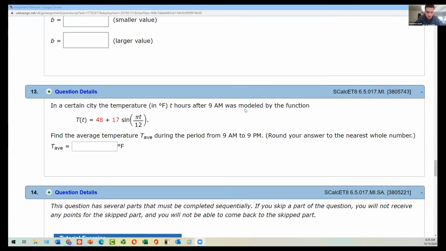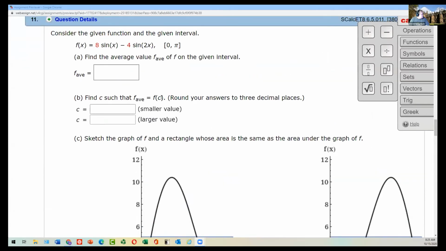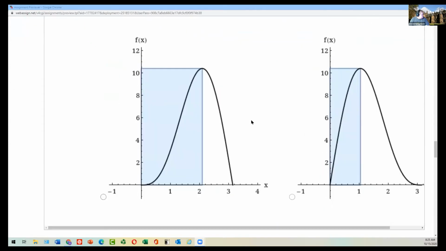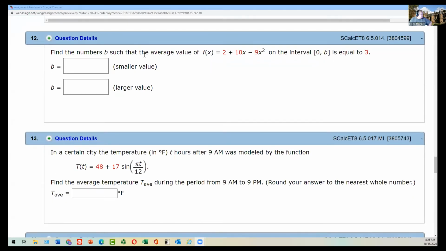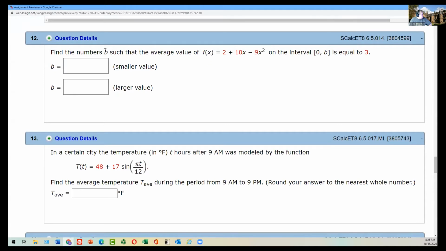Okay, I'm going to return now for one last visit to what the homework looks like. And here we go. That's the one we just finished doing a minute ago. Question 12. Here is the function that you're going to find the average value from. The interval is from 0 to b, and the average value is equal to 3. And you are trying to find out who the number b is.